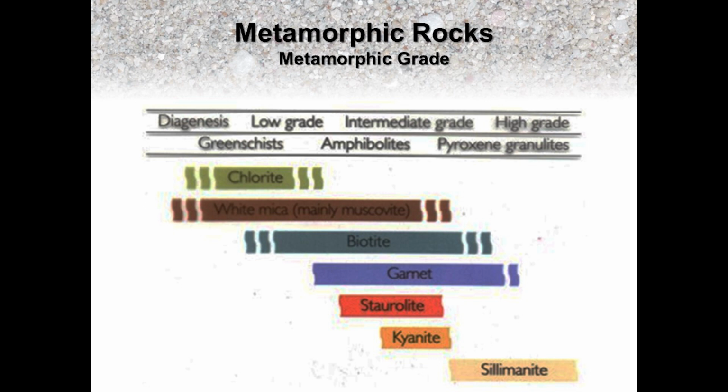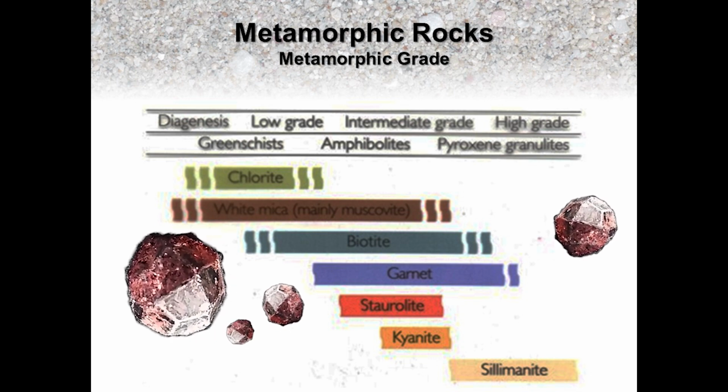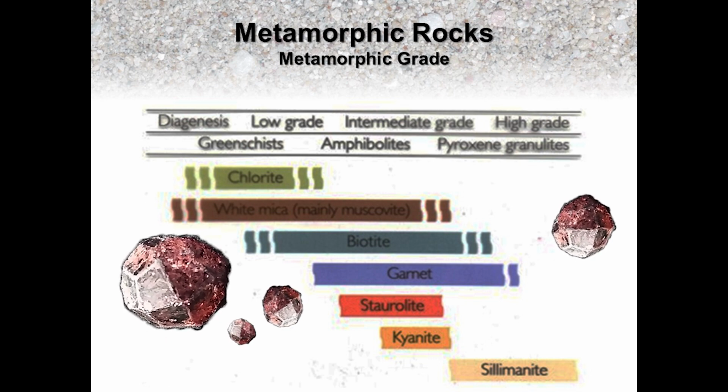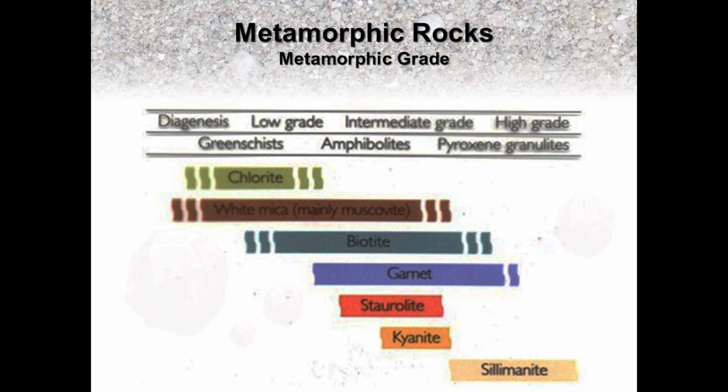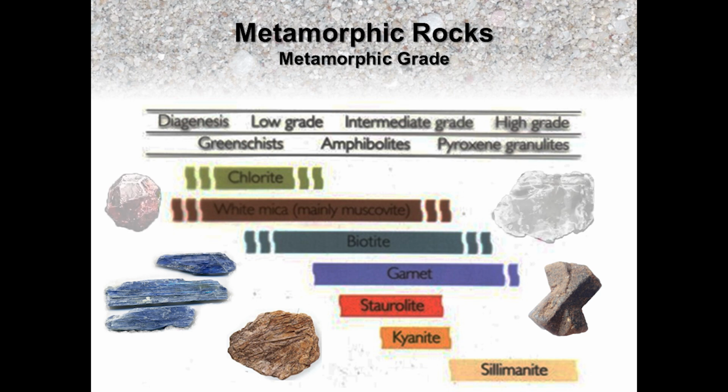Once things move into the intermediate grade, garnet, a common metamorphic mineral and signature of many metamorphic rocks, will begin to crystallize. Depending on the chemistry of the rock, other minerals such as staurolite or kyanite may form, and at high grades the mineral sillimanite may appear. The presence of one or more of these minerals in metamorphic rocks gives geologists insight into the probable temperature and pressure conditions that the rock experienced.